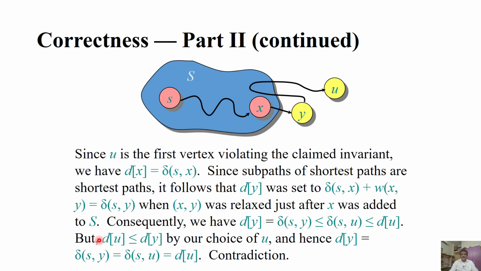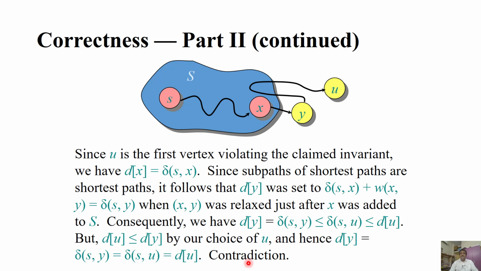That is why u is going to be added before y, because this is the greedy algorithm we are using. We will add a vertex whose shortest distance estimate from S to that vertex is minimum. So, dy must be less than or equal to du, which must be less than dy by your choice of u, and hence dy is equal to delta of S comma y, which is delta of S comma u, which is du, which is a contradiction, because this should not be true, which we have assumed. So, that is the contradiction.